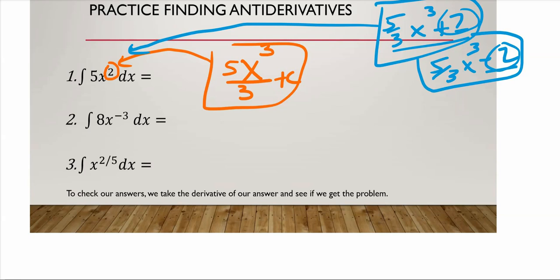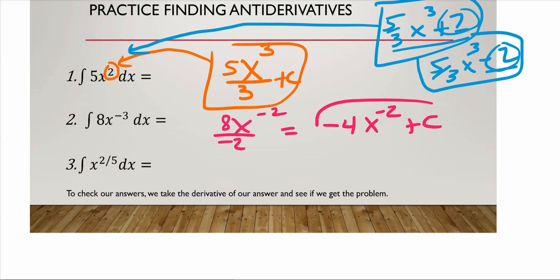So we don't know if there's a constant out there or not, so we're just going to put plus c. So what happens if my power is a negative? It's the same rule. So what we're going to do is we're going to add 1 to my power. So negative 3 plus 1 is going to be negative 2. I'm going to divide my coefficient by the new power. So that's going to give me negative 4 x to the negative 2 plus c. So this is the antiderivative of number 2.